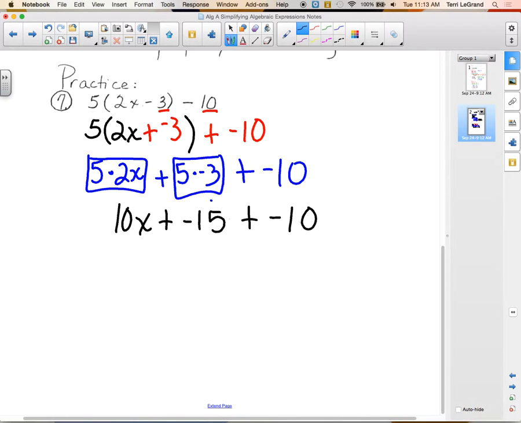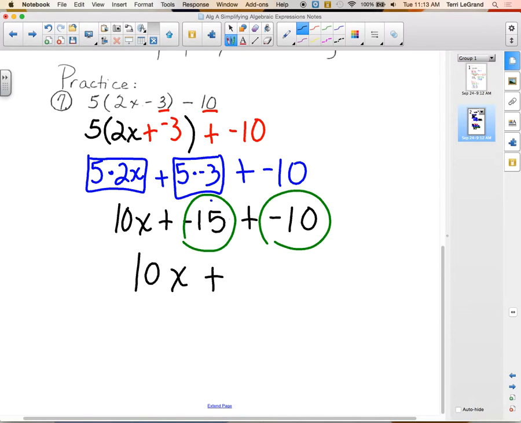Tori, do we have any like terms? Because we did our distributive property. Now we're asking ourselves, do we have any like terms? What are they? The negative 15 and the negative 10 are like terms. So that means we can bring them together. And so we bring now the 10x is turned into the tag along. It doesn't have anything to be put together with.